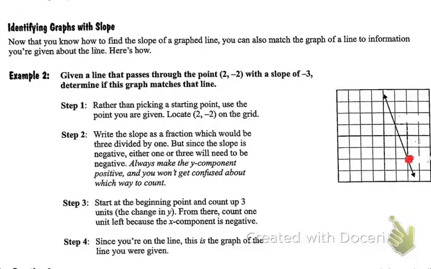Step 2. Write the slope as a fraction, which would be -3 divided by 1. Start at the beginning point and count up 3 units, the change in y. From there, count 1 unit left because the x component is negative. Since you're on the line, this is the graph of the line you are given.